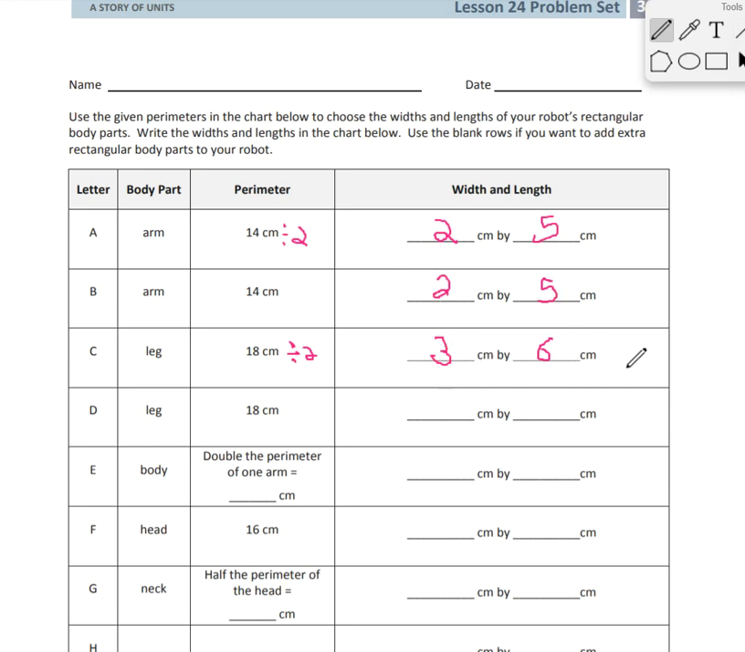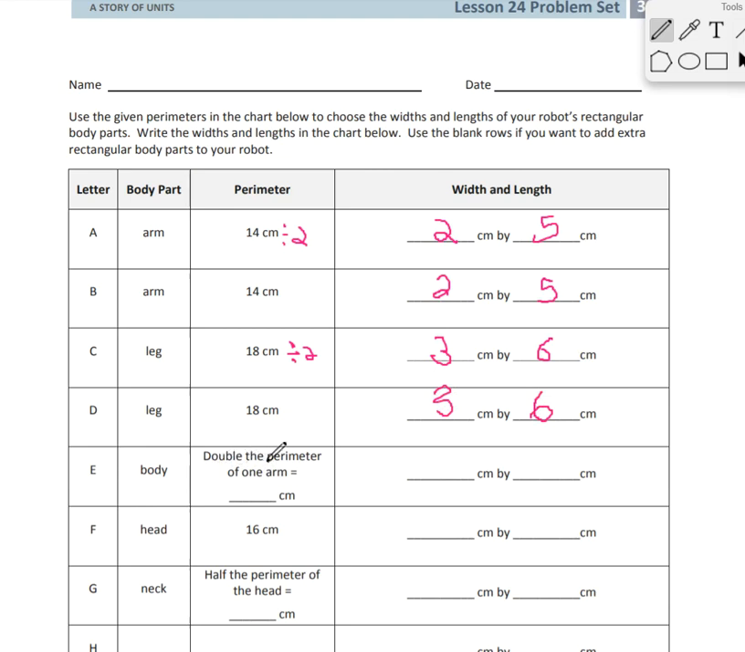Again, you're not wrong for picking 1 and 8 or 2 and 7, 4 and 5. Remember, the legs are usually quite a bit longer than they are wide. So we do want to keep the length, the longer part here. So here's our other leg. Again, I'm going to keep my leg measurements the same. And now we've come to our body.